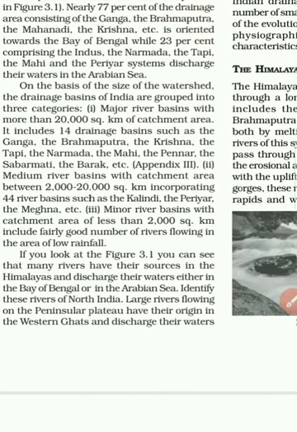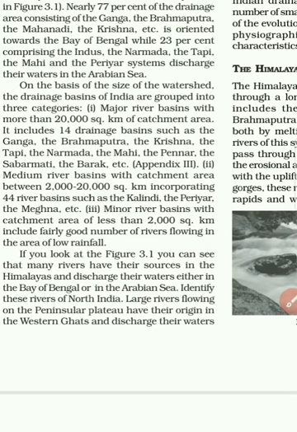If you look at figure 3.1, you can see that many rivers have their source in the Himalaya and discharge their water either in the Bay of Bengal or in the Arabian Sea. Identify these rivers. You can see from the map only. If you go through the map, you will come to know.